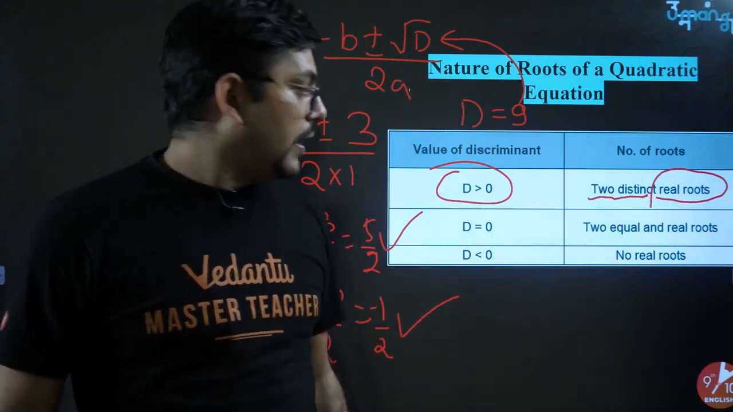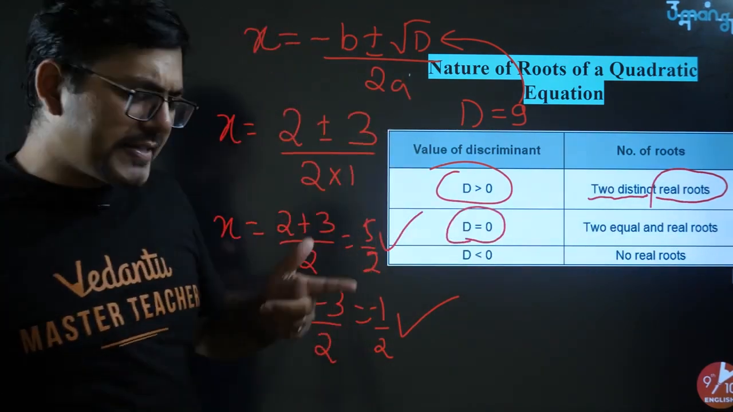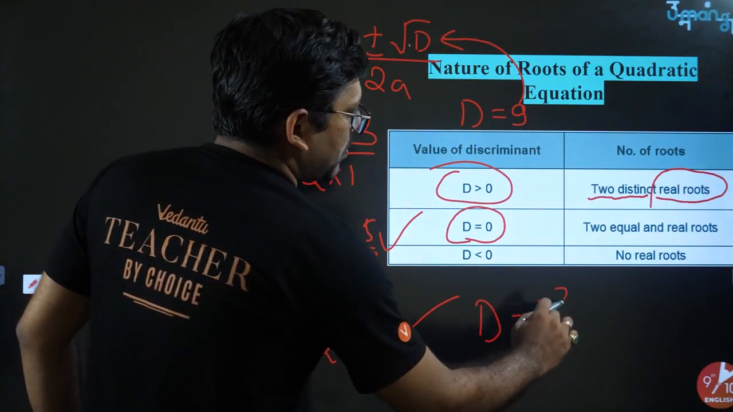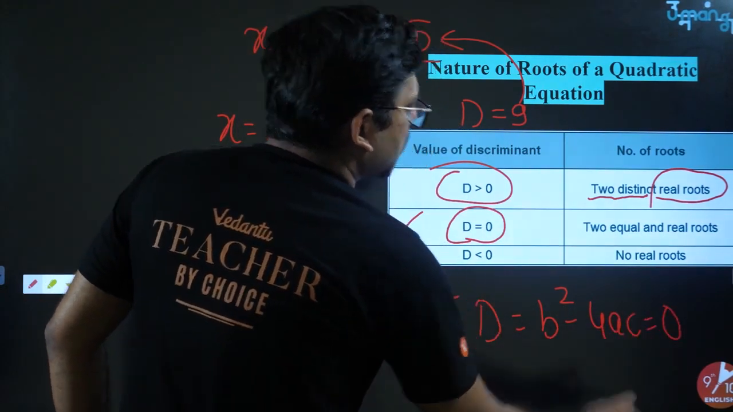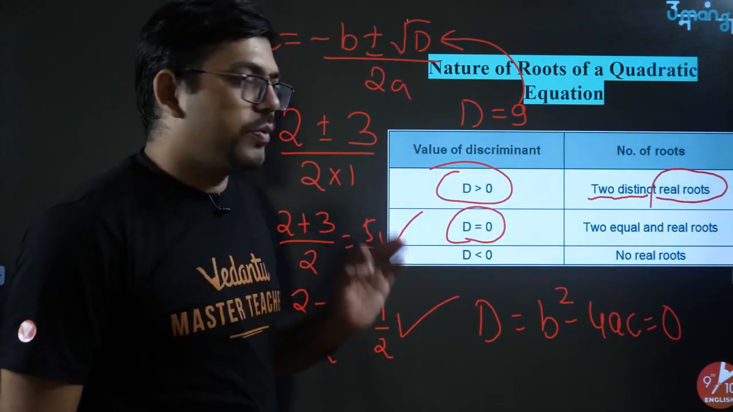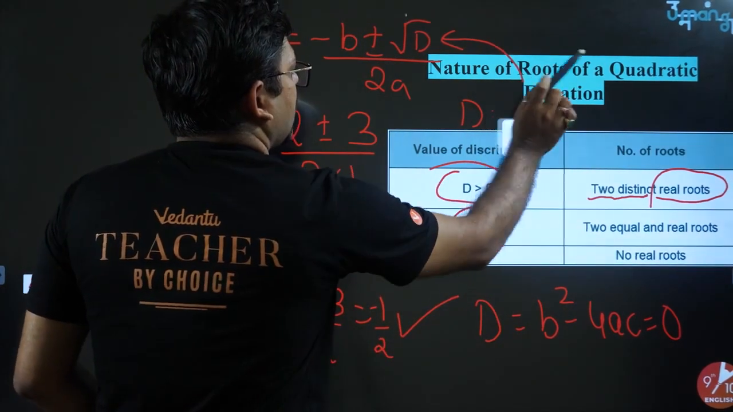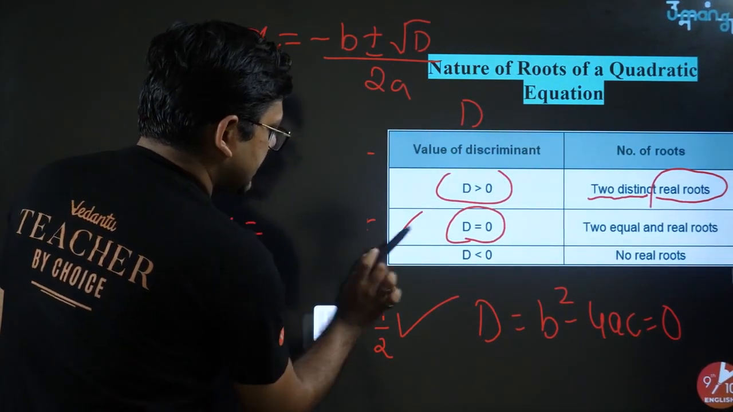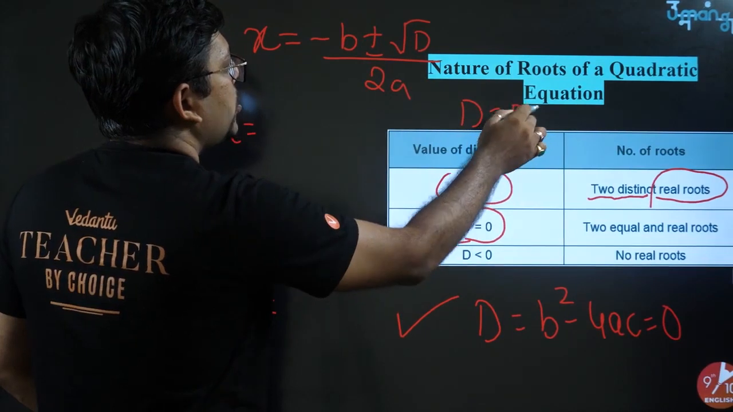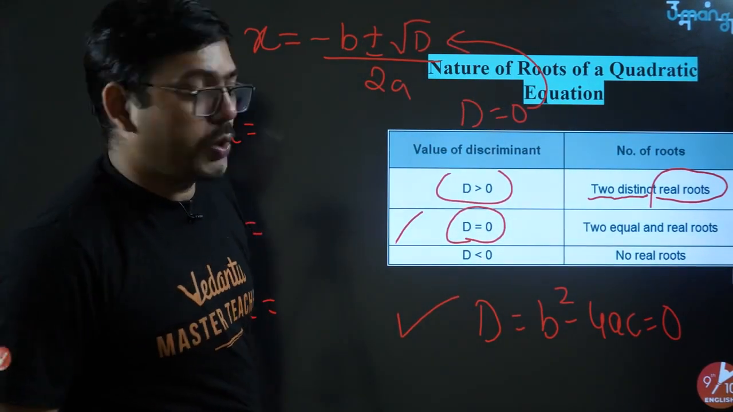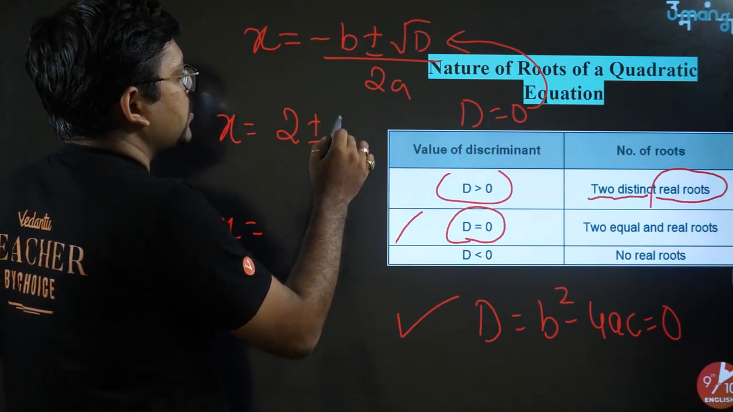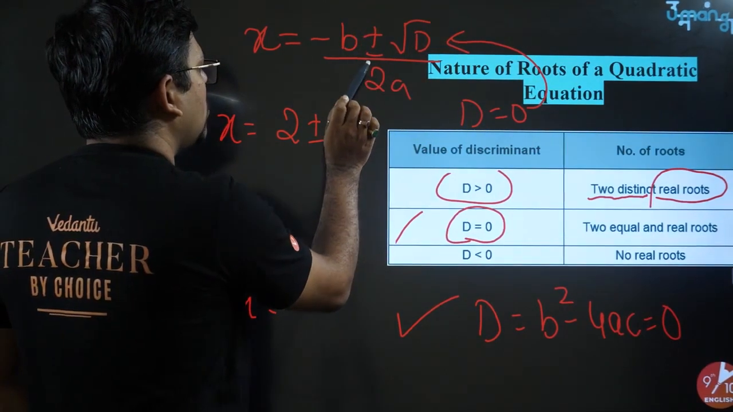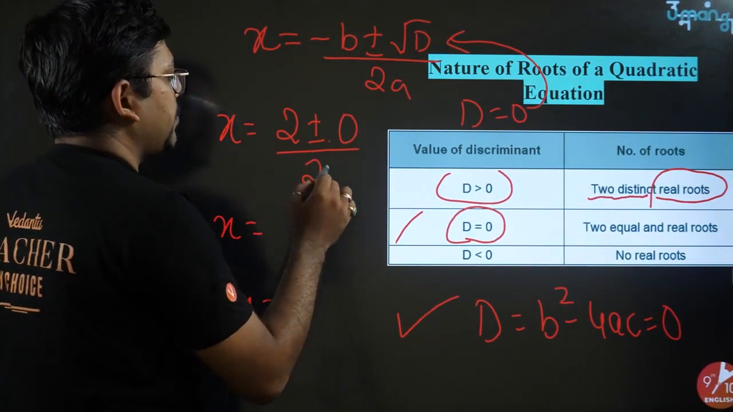Okay, that's great. Now, what is this situation? Say for example, you got some values of a, b and c, but somehow after calculation, after putting it into b square minus 4ac, you got it equals to 0. Somehow your d, instead of being 9, became 0. So now once you put this d equals to 0 here, earlier this was 2 plus minus root 9, that was 3. But now if you put root 0, you will write 2 plus minus 0 divided by 2.